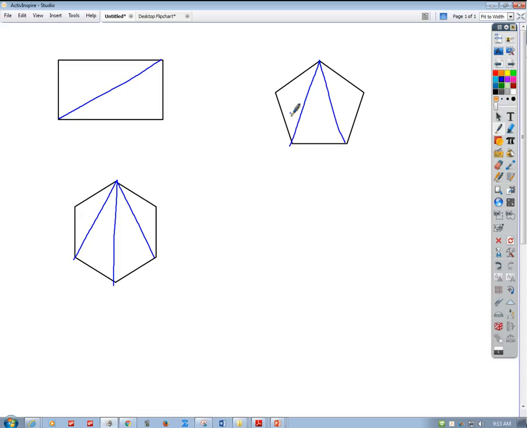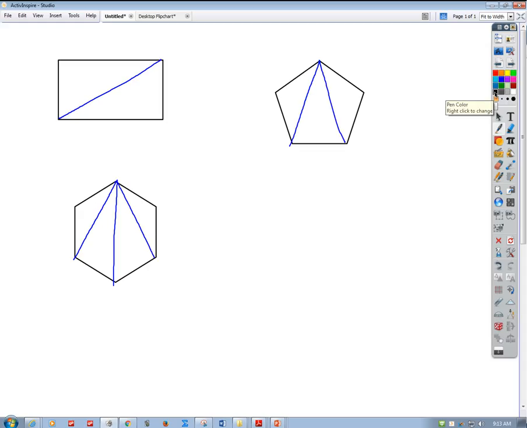Okay, why do you suppose there's 2 fewer triangles than there are sides? Well, because I've got 2 vertices here that I can't use to make triangles, right? Does that make sense? I can only create triangles by adding diagonals, and diagonals can only be formed by looking at non-consecutive vertices, right? So I'm always going to skip 2, because those are the ones that are next to the vertex, right? So we can come up with a formula then.